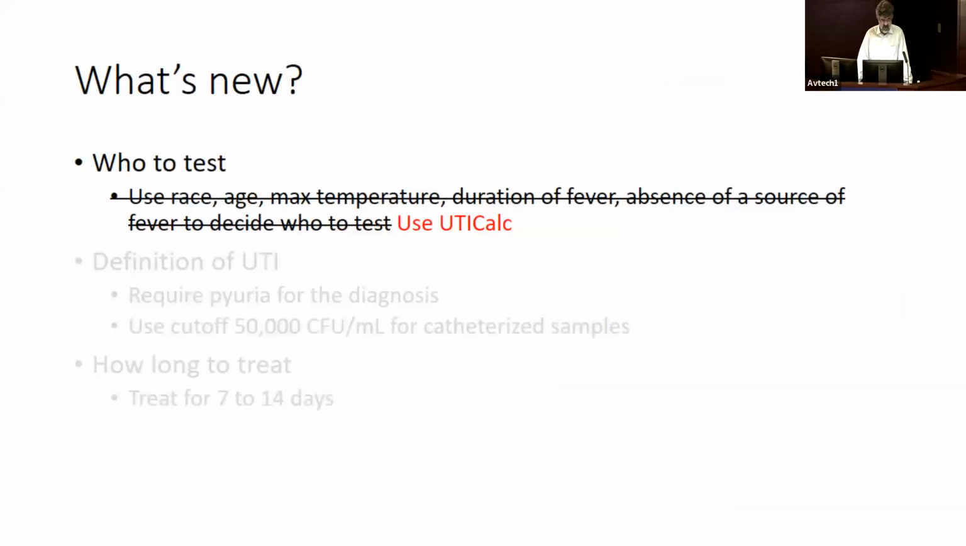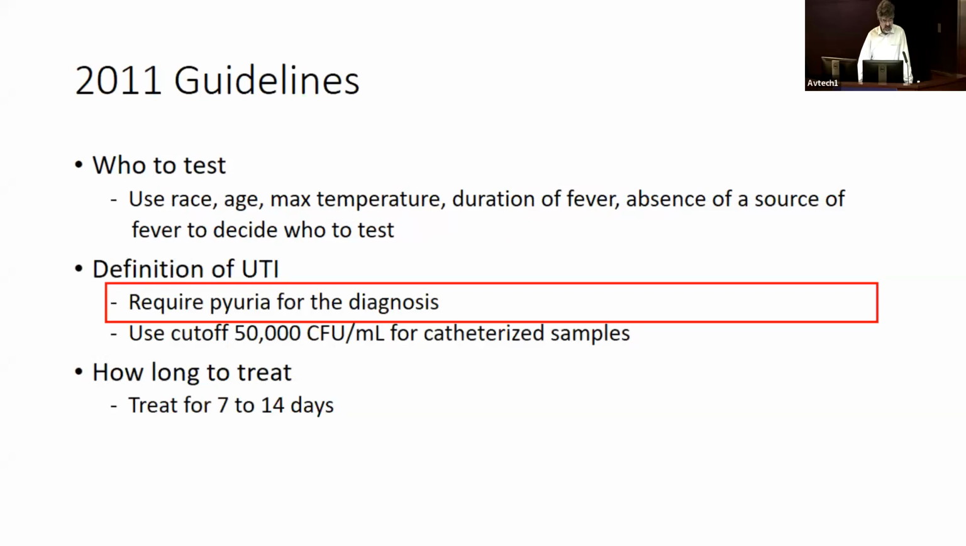So basically, what's new for UTI testing? UTI calc is available and looks like it works. The second issue was the diagnosis of pyuria. So in 2011, the AAP said pyuria should be required for the diagnosis of UTI, which was new in that guideline. It wasn't the case before then, and in other guidelines, it's not like that.